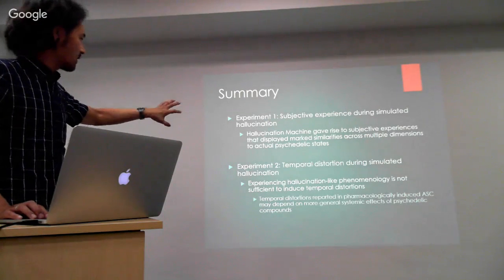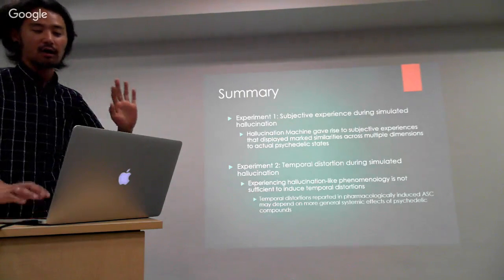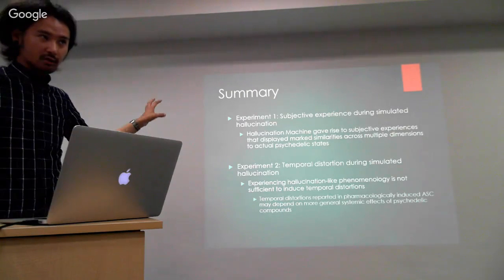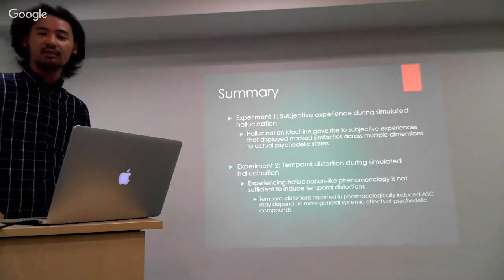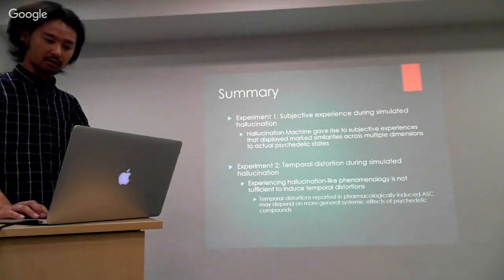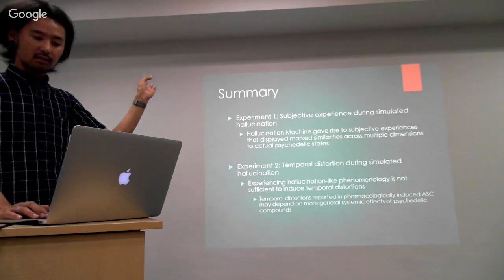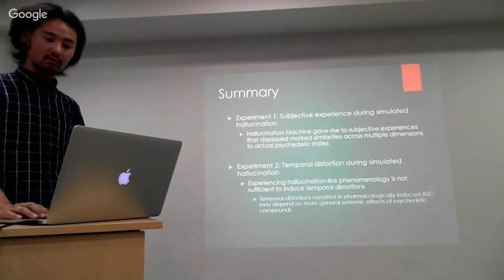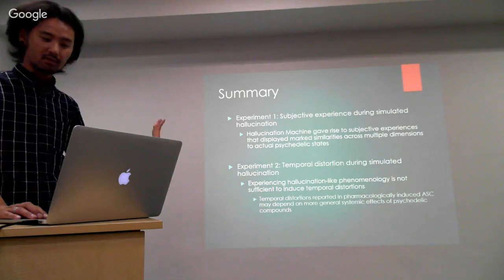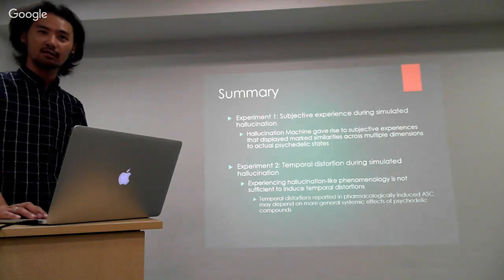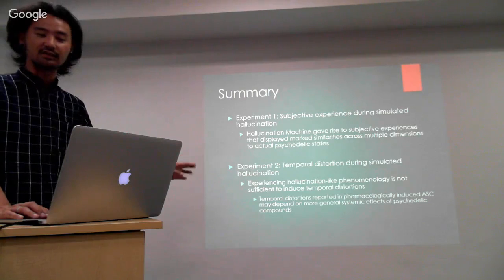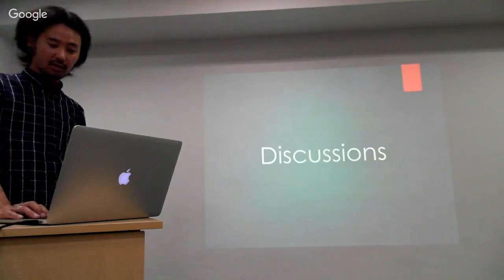So, in summary, we made a hallucination machine combining virtual reality with a deep dream algorithm. Experiment one shows at least some similarity between the hallucination machine-induced visual experience and drug-induced experience. Experiment two shows that the hallucination machine experience is not sufficient to induce temporal distortion. Maybe the temporal distortion reported in pharmacologically induced altered states is not caused by the visual hallucination, but by a more general systemic effect of the psychedelic compound.